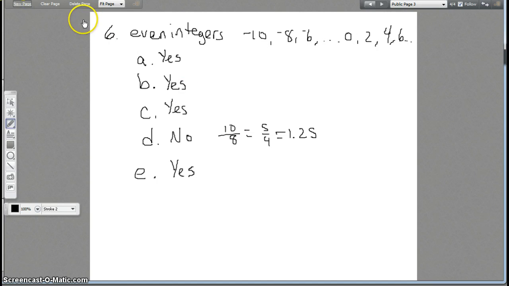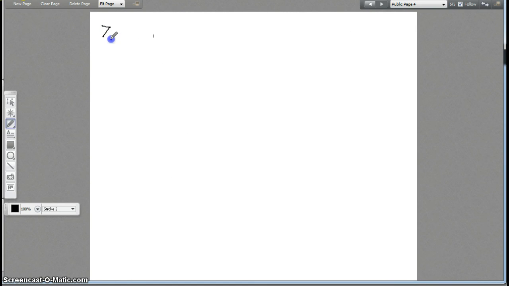Now we're going to look at number 7. Again, we're given a set of numbers, and we need to tell whether each operation is closed on that set of numbers. So for number 7, we have rational numbers. Rational numbers is our set. And we need to know, is addition closed on rational numbers? And that's going to be yes. If you take any two rational numbers and add them together, you will get another rational number, because you can take any two fractions and add them together by giving them a common denominator. And that is a rational number.